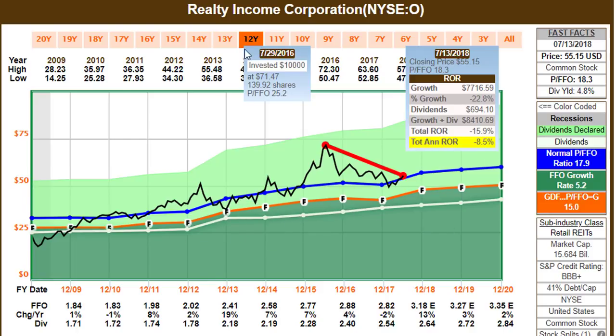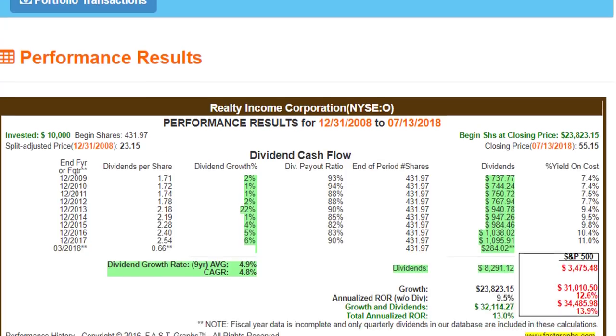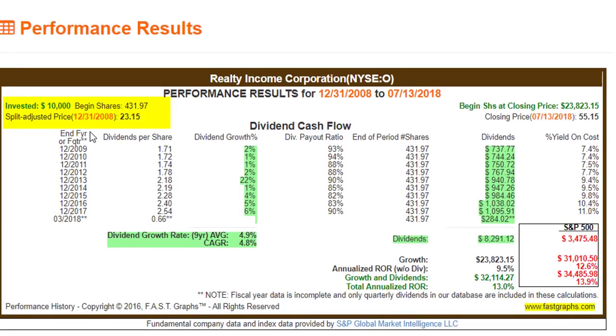If I look at the track record over this time frame, which is a fair time to measure from because valuation was low back here, a $10,000 investment in Realty Income on December 31st, 2008 would have grown to $23,823 through yesterday's close, and it would have paid $8,291 in dividends. That's significantly more than the S&P paid.